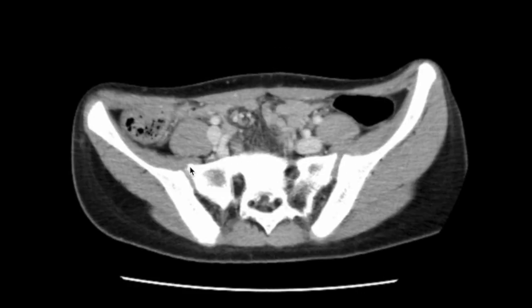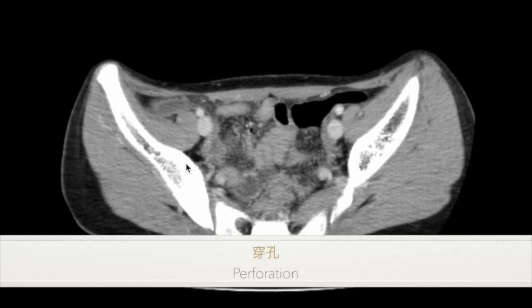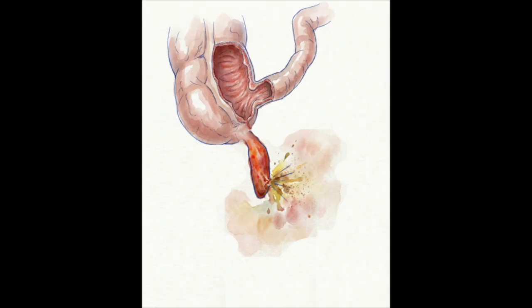Another crucial assessment when you find appendicitis is whether there's perforation. Perforation means the appendix ruptures or develops a hole, as shown in the illustration. If the inflammation becomes excessively severe, the wall can necrose and rupture, letting gas escape, forming a large abscess filled with pus, worsening the inflammation and potentially leading to peritonitis.